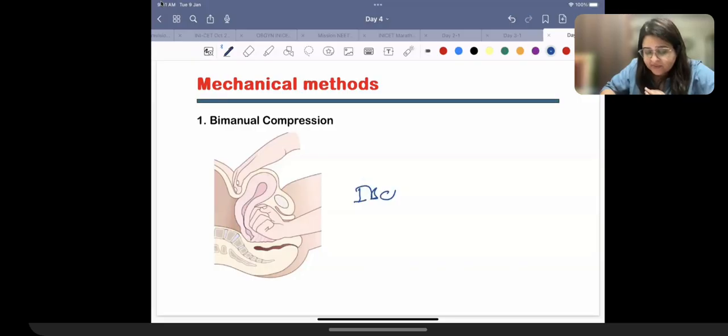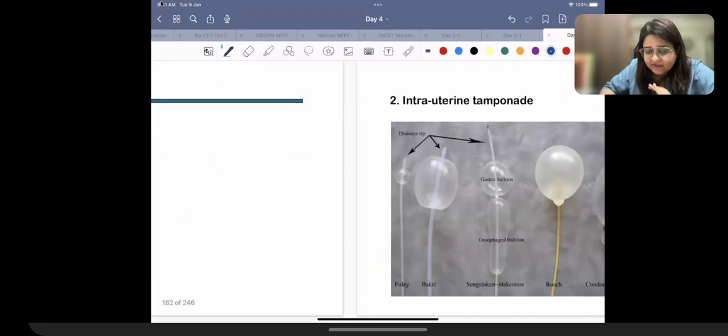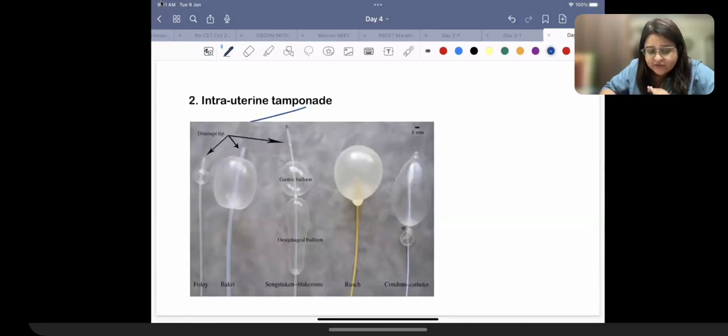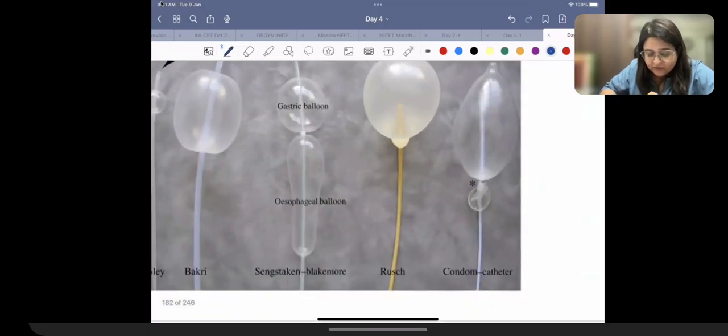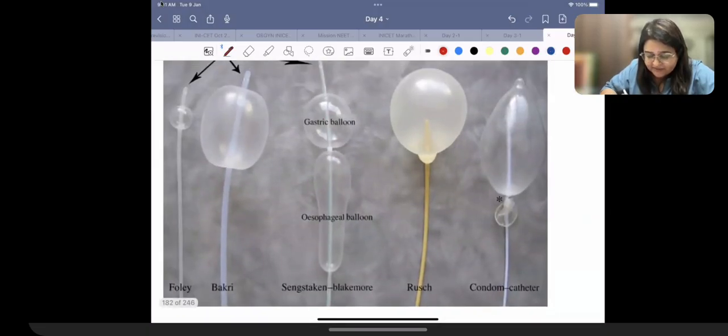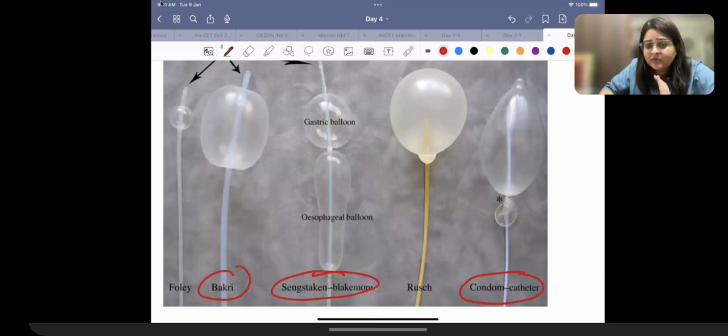These can come as image-based questions. This is bimanual uterine compression. These are the different intrauterine tamponades you can use. The common ones we use, the second one you should be able to identify. This is the Bakri tube. Okay, this is the Sengstaken Blakemore tube, and this is the condom catheter. These are the three most common ones we use in practice.